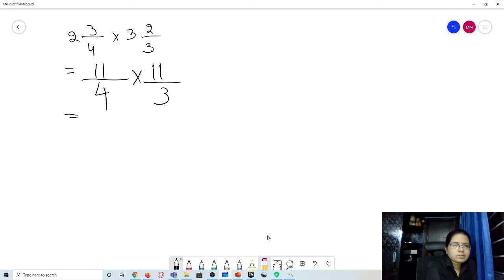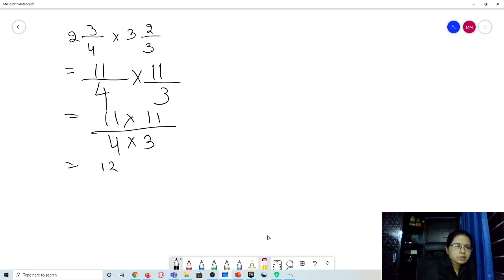Now 11 divided by 4 multiplied with 11 divided by 3. The product of multiplication of two fractions is the product of the numerators divided by the product of the denominators. 11 multiplied with 11 is 121, divided by 4 multiplied with 3, which is 12.